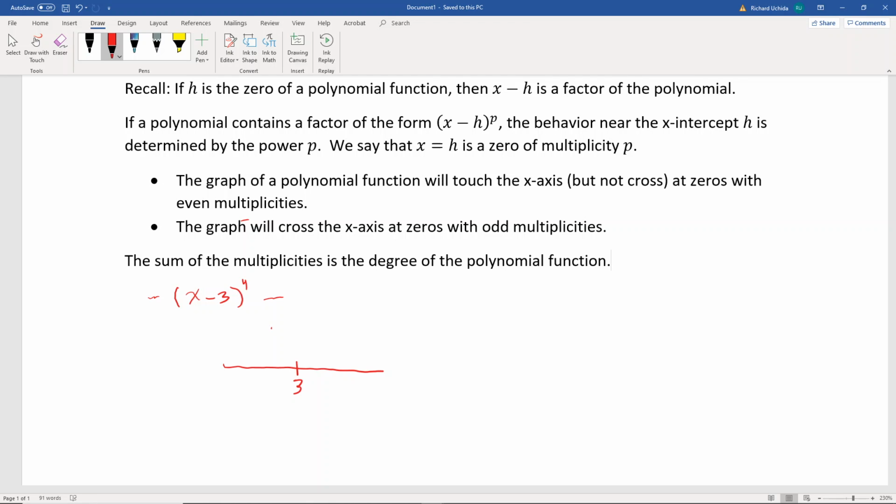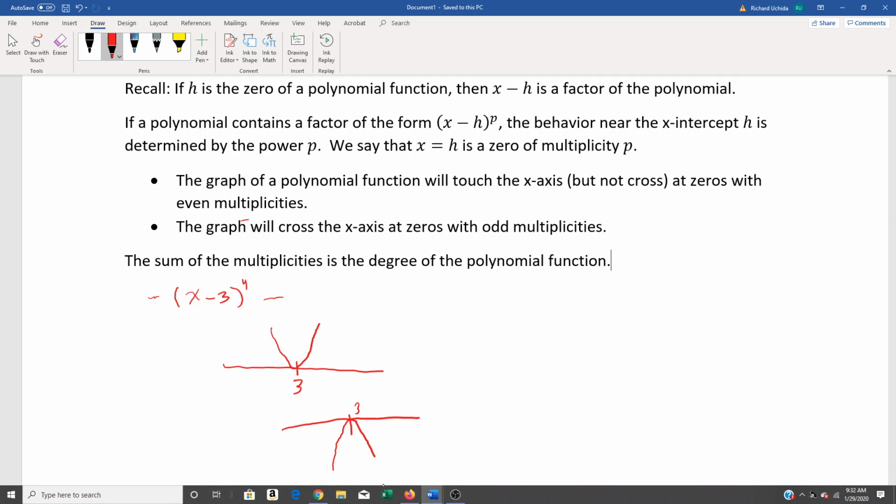So it could go something like, it'll touch it but then bounce back up. So another way I've had some students say is that it'll bounce at the zero. Or it could also be at 3, again it'll go up, touch, but then go back down.